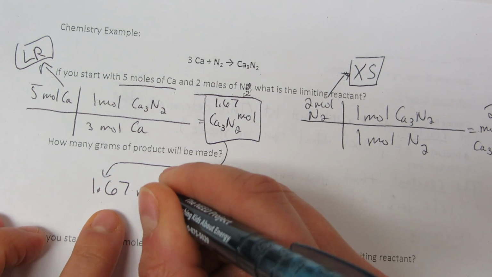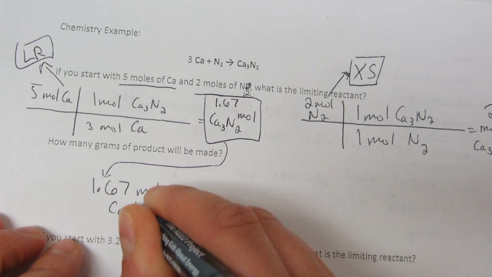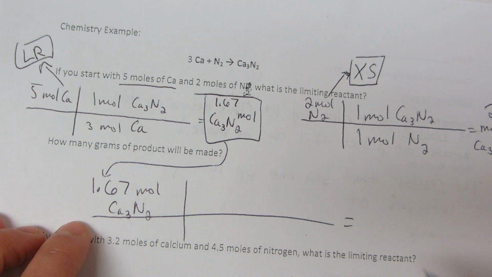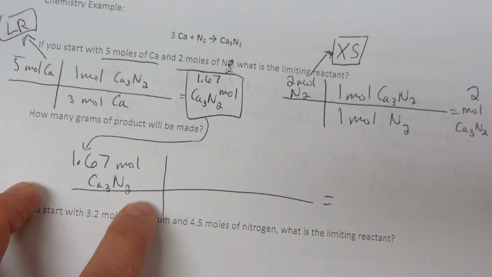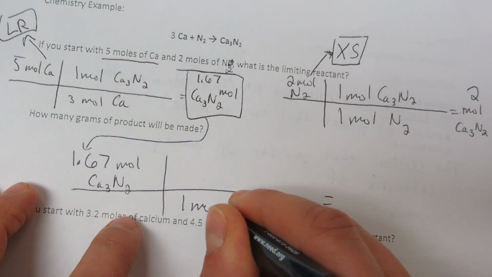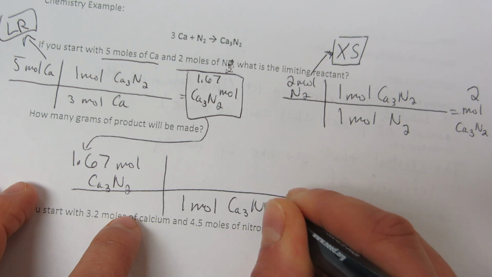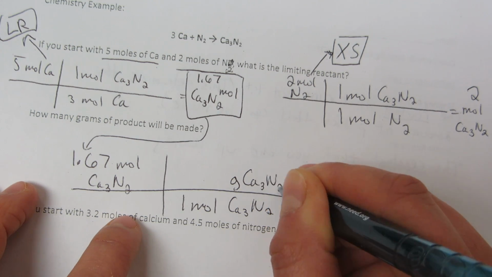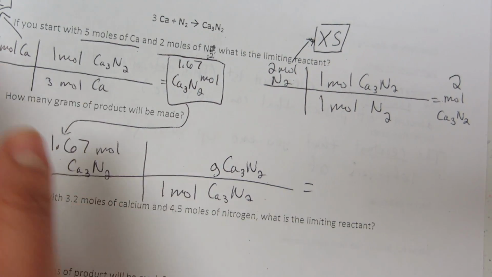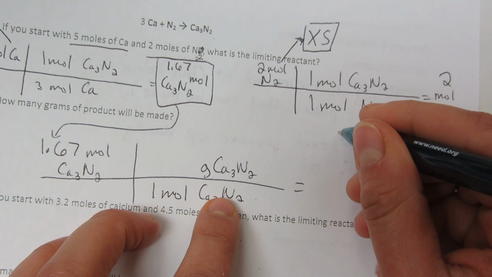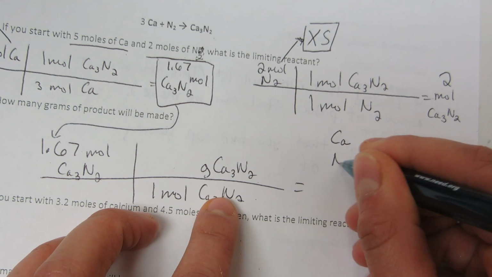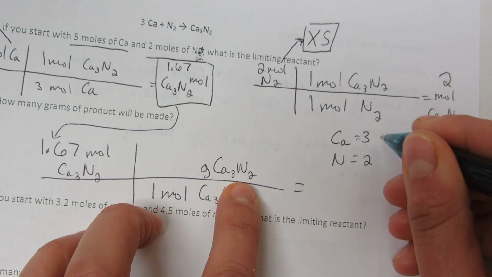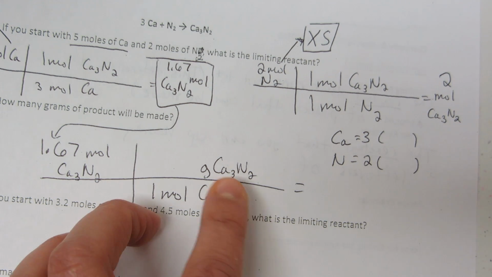So 1.67 mole of calcium nitride. We want to know how many grams of calcium nitride we're going to make. So we're going to do the molar mass step here, that we know for every 1 mole of calcium nitride, we're going to figure out what's the grams of calcium nitride. Okay, so this is the molar mass step where we have to separate our elements. So we've got Ca, we've got N, I've got 3 calciums, and I've got 2 nitrogens. Now I'm going to look up the masses on the periodic table.